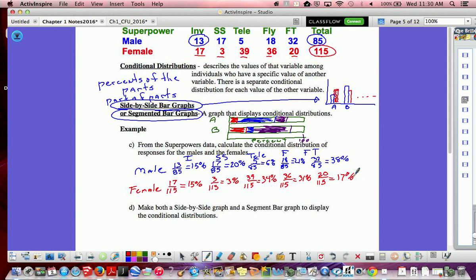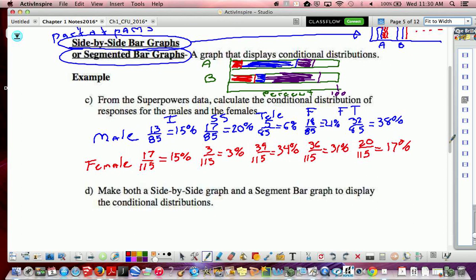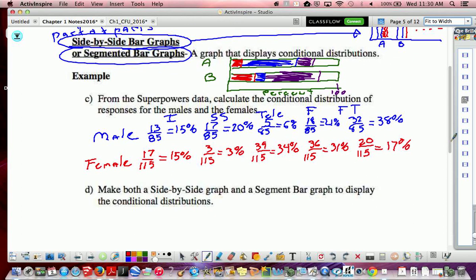Do you need me to zoom in on those percentages a little bit? Yeah, I can do this. Does that help? Yeah. Since I don't need the table anymore.